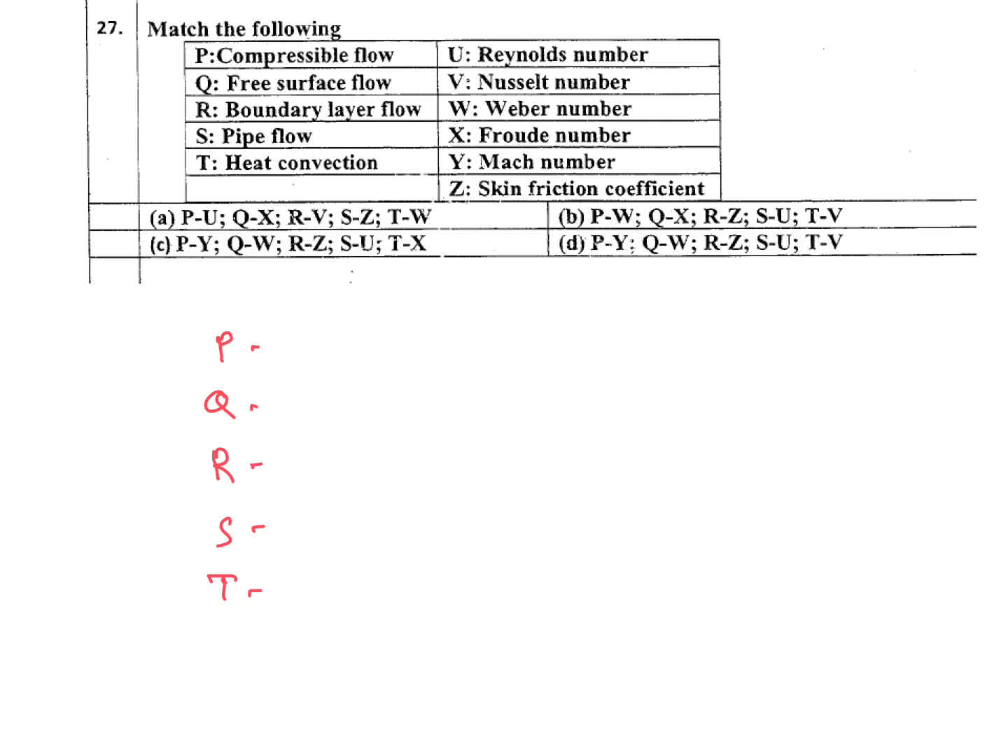Compressible flow is for Mach number, free surface flow is for Weber number W. Then boundary layer flow, its skin friction coefficient Z. Pipe flow, Reynolds number U. Heat convection, already discussed, Nusselt number V. So Y W Z U V, it's D, the answer.